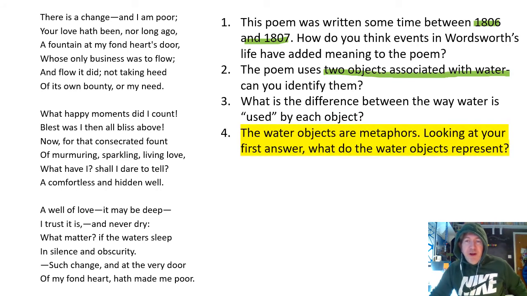The water objects are metaphors. Look at your first answer. What do the water objects represent? So hopefully if you got your first answer right, by going back to the historical context of this poem, you will then be able to interpret what these metaphors mean. So it's a language question, which is why it's in a yellow highlight. So basically, what does this water mean? What does the first metaphor represent? And what does the second metaphor represent?